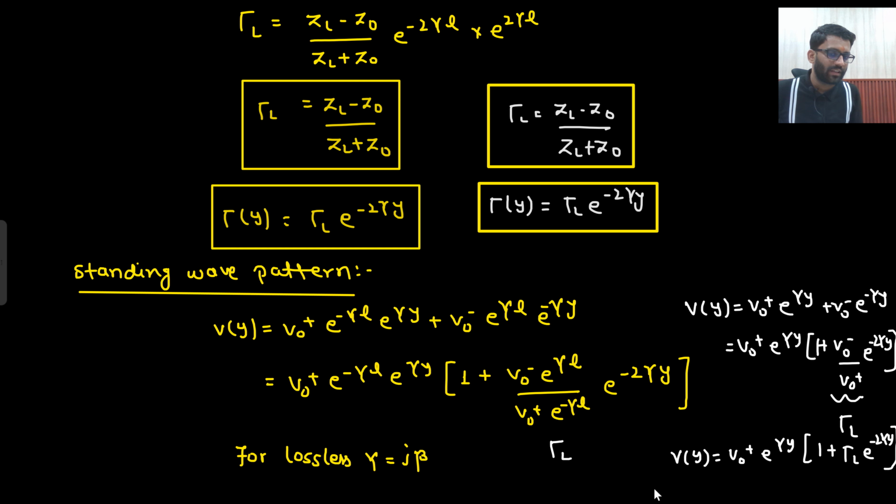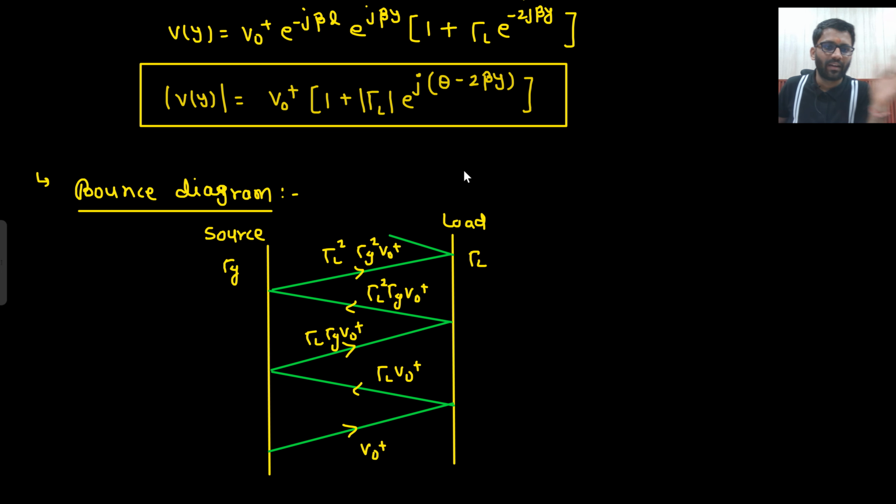Then we used to take the magnitude. So how did we take the magnitude? When we take the magnitude, V0 plus into 1 plus, what about gamma L? In gamma L, mod of gamma L e to the power j theta, and this would be minus 2j beta y. So the same analysis we used to do, and then we used to put theta minus 2 beta y equals to 2n pi and n pi. So again the same expression we are getting. With respect to this expression we used to do our analysis. So again there is no difference.